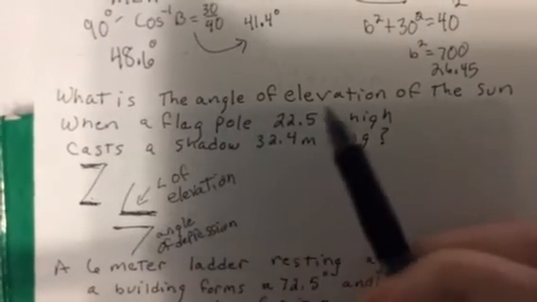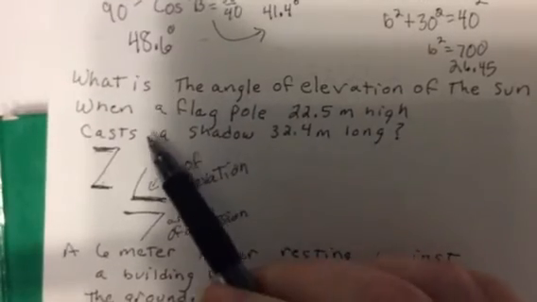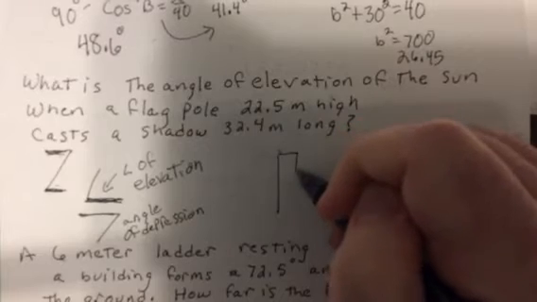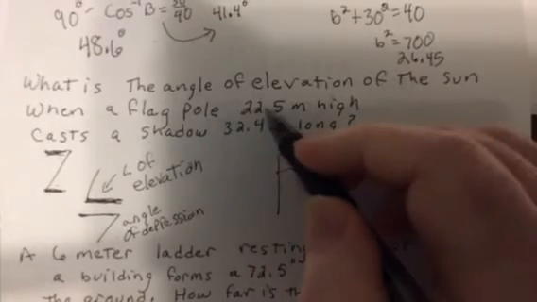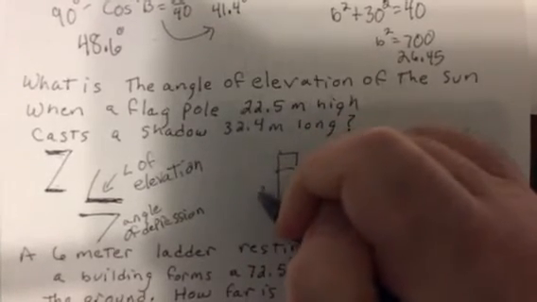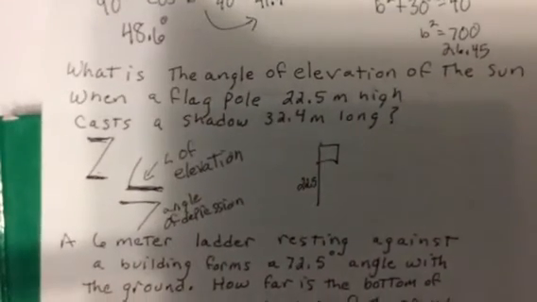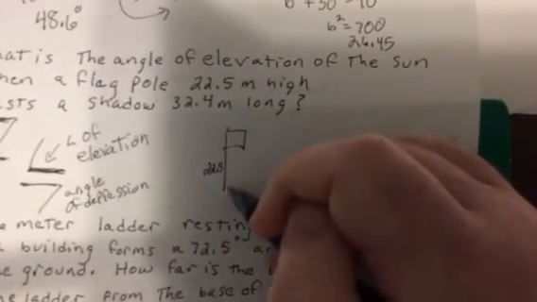Now it says, what is the angle of elevation when a flagpole, well, I know what a flagpole is. Okay, it says it's 22.5 meters high, casts a shadow.